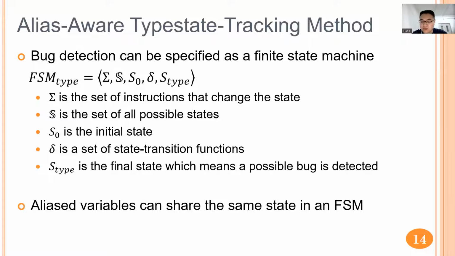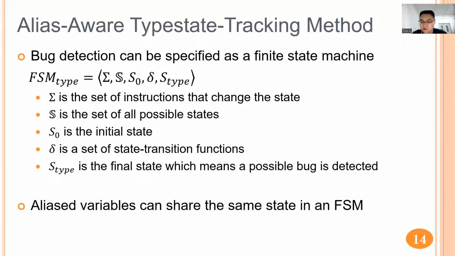The FSM can be described as a quintuple, in which Sigma is the set of instructions in a program that change the state. S in blackboard bold is the set of all possible states. S0 is the initial state. Delta is a set of state transition functions that map the present state and an instruction into a new state. S-tab is a final state, which means a possible bug is detected.